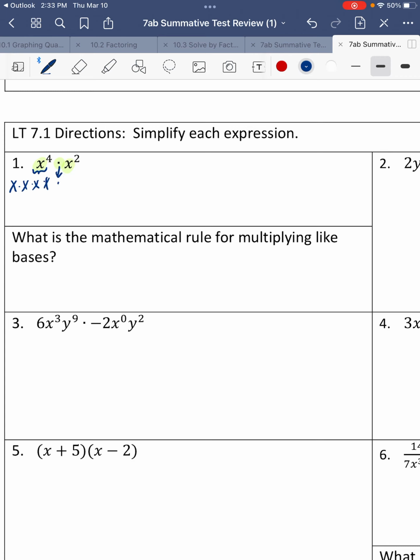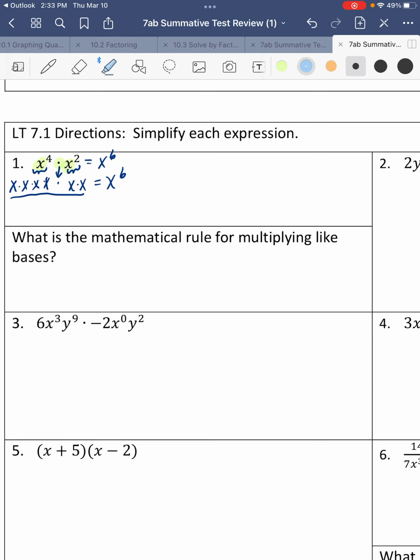We have a multiplication in between, bring that down. X squared means x times x. That's what x squared means. Well, if you look at this, how many x's do you have multiplied together? Well, that's 6. So there's your answer. X to the fourth times x squared is x to the sixth.